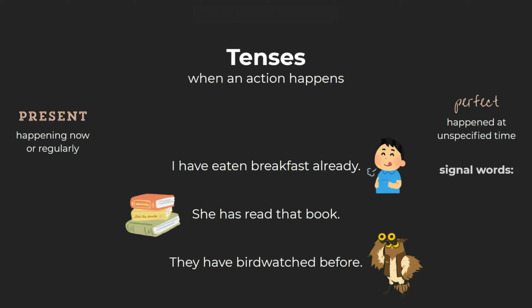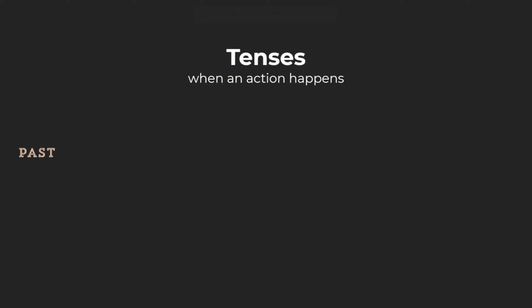Each tense has signal words that help us pinpoint which tense our sentence is in. Signal words for the present tense include always, usually, now, today, and currently. Not every sentence will have a signal word, but those that do can help you identify the correct tense. Let's now take a look at the past tense.